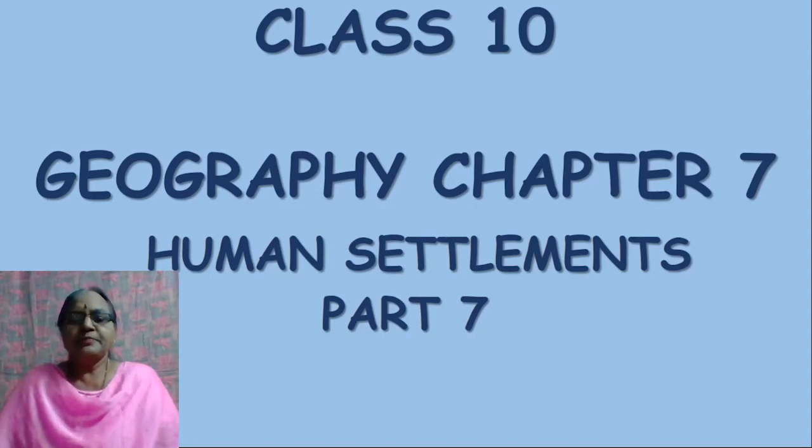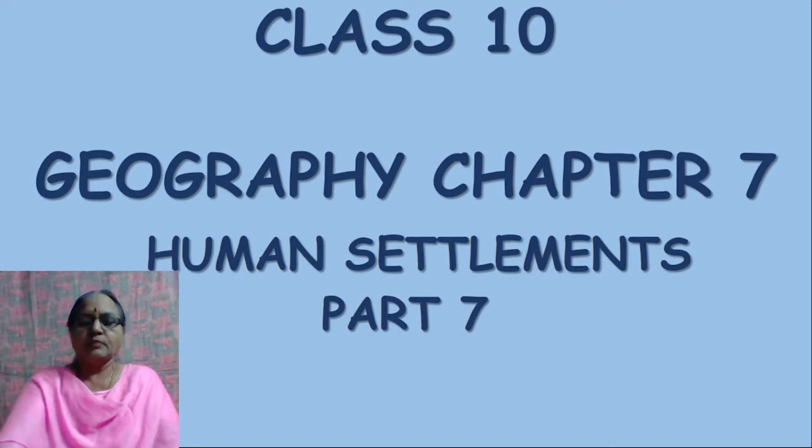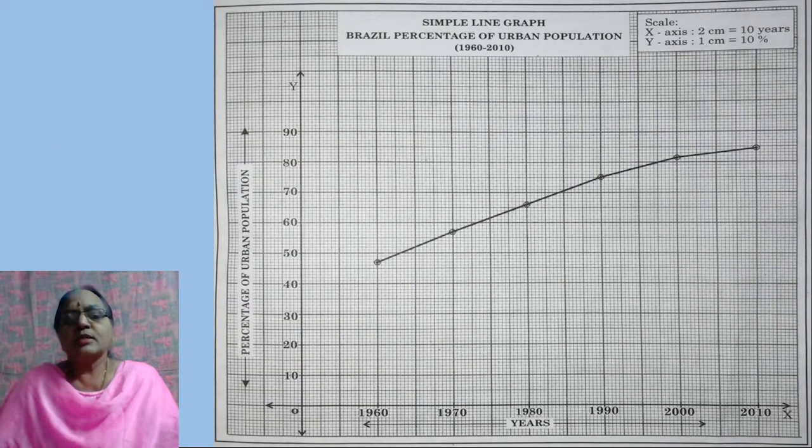Good morning, children. Let's continue with our seventh chapter in geography, that is human settlements. Now, in the previous chapter, we had studied about urbanization in India. Here in this lesson, let's study urbanization in Brazil.